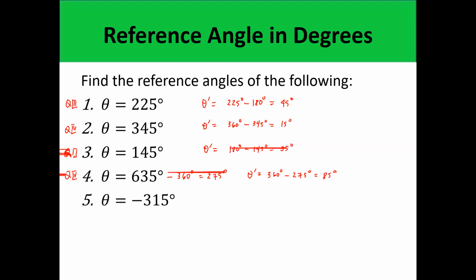Now, fifth, we have theta equals negative 315 degrees. Again, this is not inside the interval from 0 to 360, so we need to add 360 degrees. Adding 360 degrees, we get 45 degrees. But 45 degrees is already in quadrant number 1, which means that the reference angle is the angle itself.